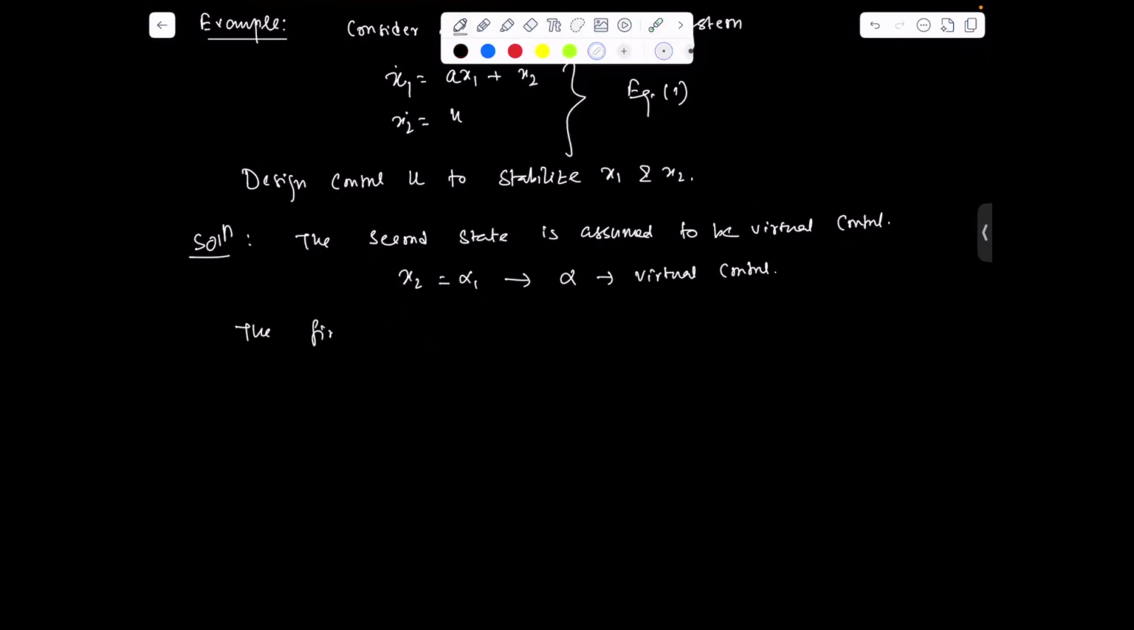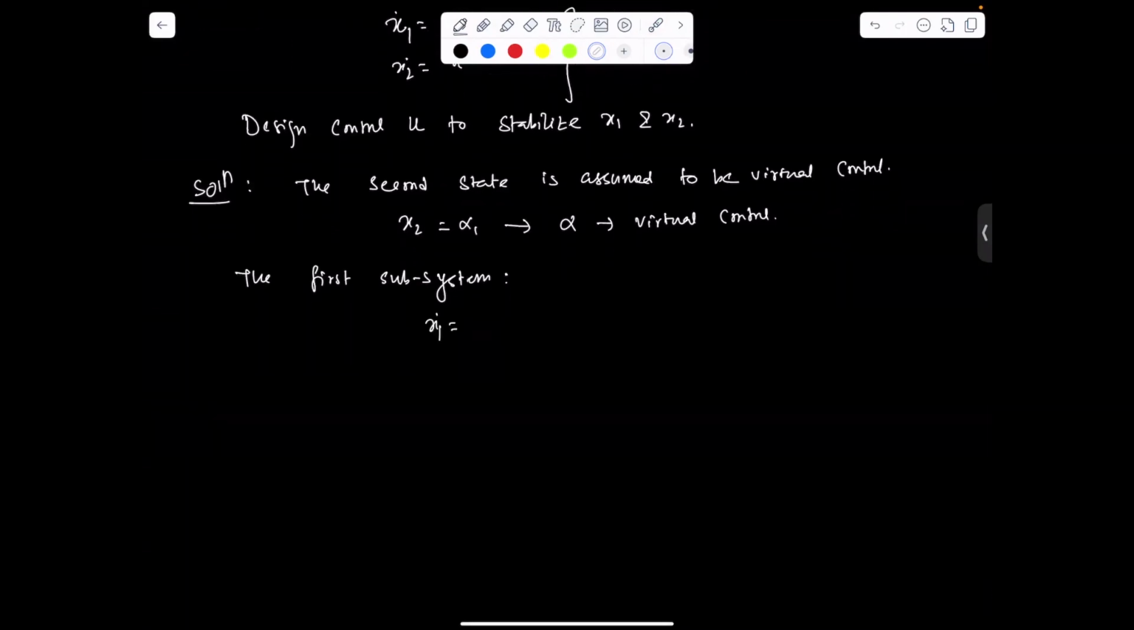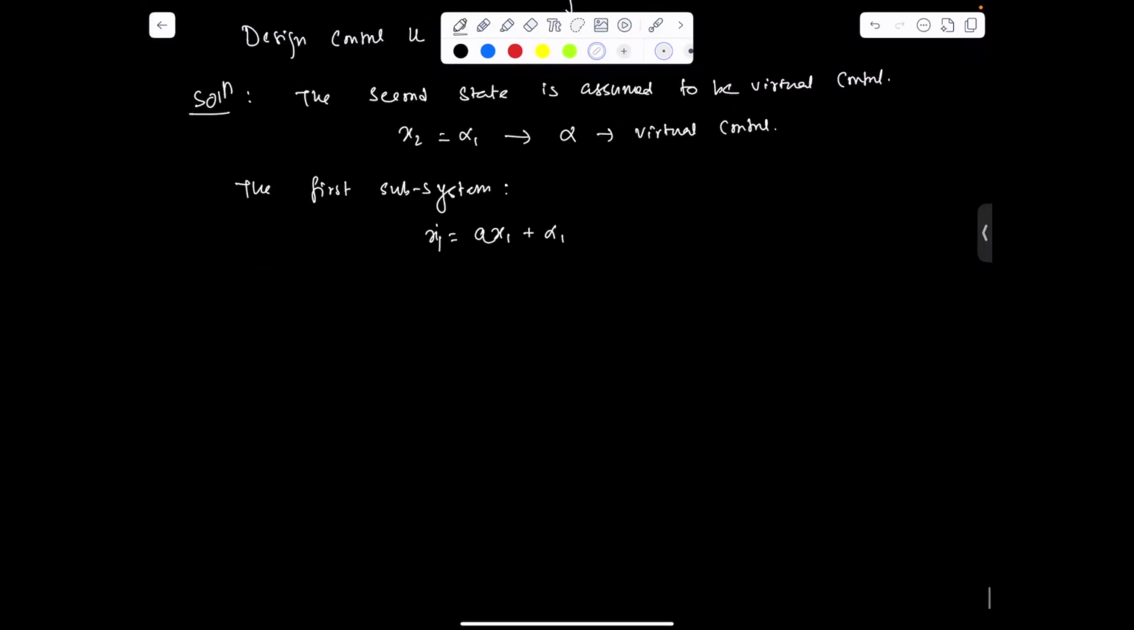x1 dot equal to a x1 plus alpha 1. Now this is our step 1. Step 2: let us design the virtual control to stabilize the x1 dynamics.